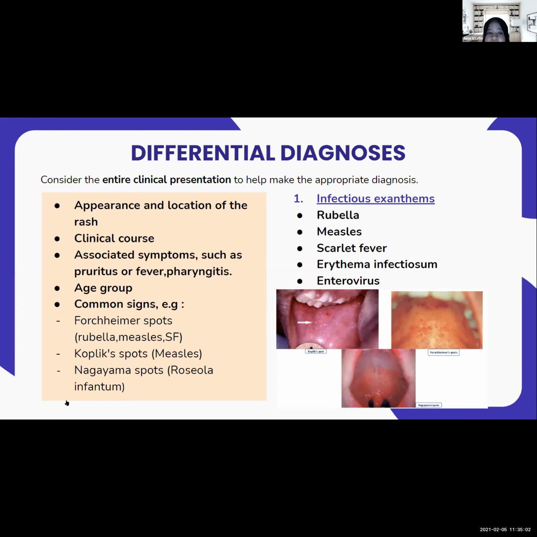Roseola infantum is common in infants aged 9 to 12 months, but a disease such as scarlet fever is not common in children below 3 years old. And we can also look for signs common in certain diseases, such as Forchheimer spots, like in the picture, which can be present in rubella, measles, and scarlet fever, and also the characteristic sign of measles, which is Koplik spots. And Nagayama spots are usually characteristic of Roseola infantum.